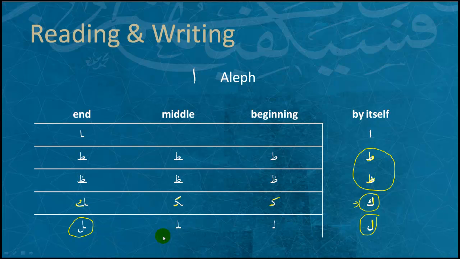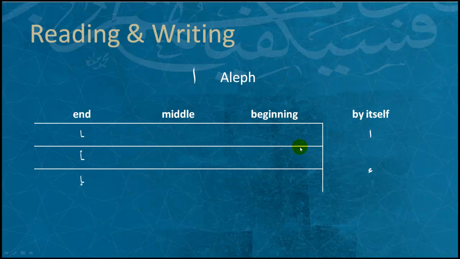Now the real trick is these two cases. When lam is at the beginning or middle of a sequence, it looks very, very much like alif. But notice, alif doesn't exist in the beginning or middle of a sequence. So there's no confusion. If you see this vertical line at the beginning or middle of a sequence, meaning if there's a letter after it, connected to it, it can't be an alif because alif cannot connect to the letter after it. Okay?